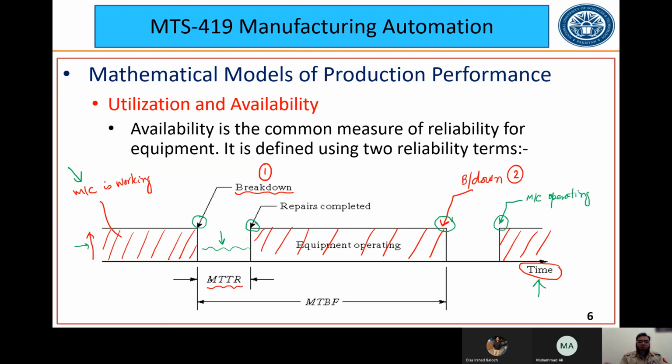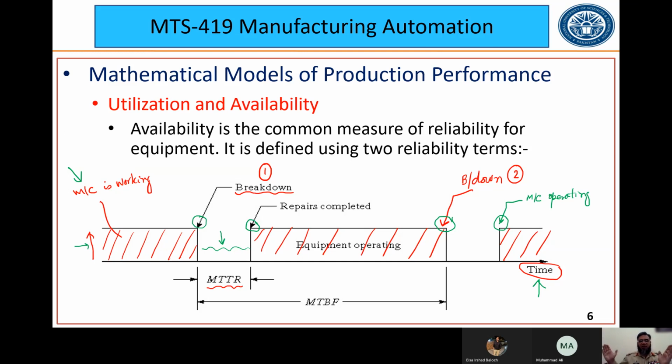Now, how do we calculate these breakdowns and the repair times, the mean of all this? Over a period of time, you record that, say, my machine was down for 5 minutes and it took 3 minutes to repair. Then after, say, 2 weeks, the machine was down for half an hour and it took about 15 minutes to repair.